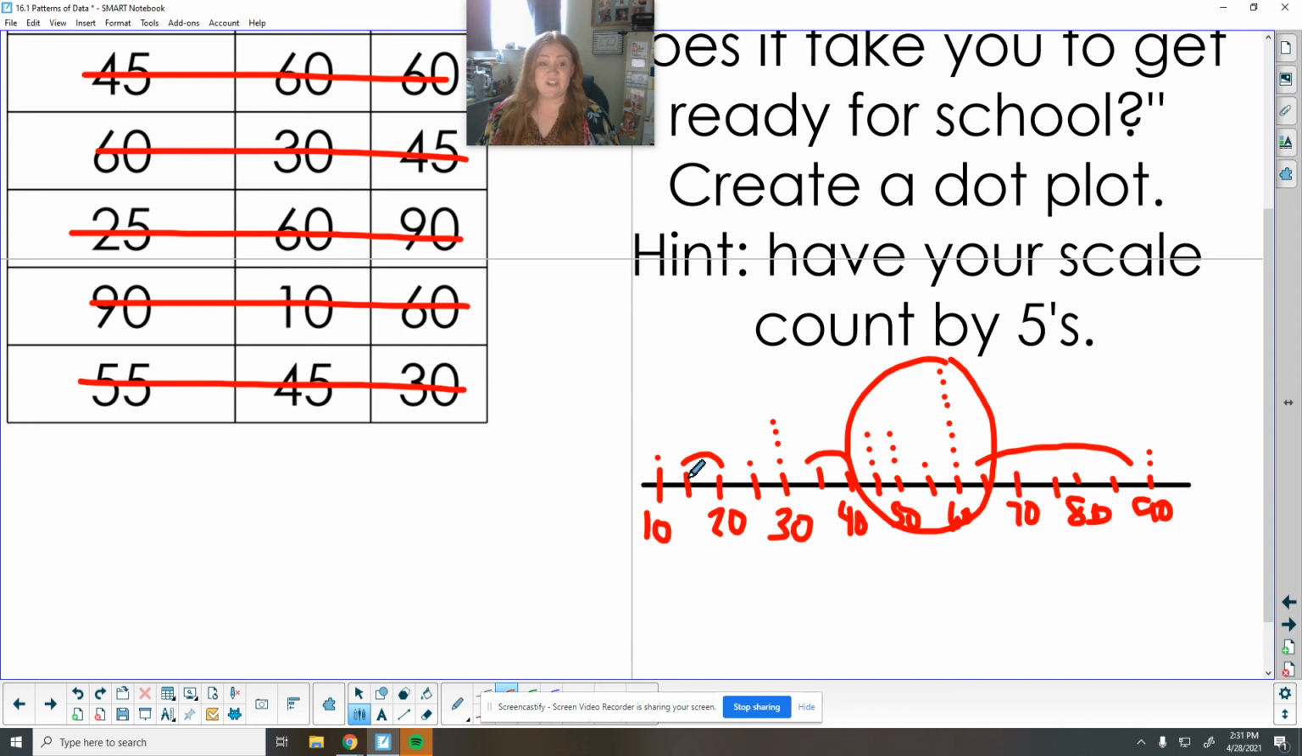Okay, so go ahead and finish your tasks for today and do your check for understanding. If you have any other questions about peaks, gaps, and clusters, be sure to let me know. And let's set up a time to meet together and practice that more.